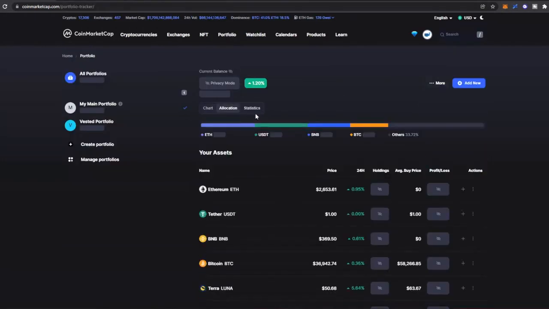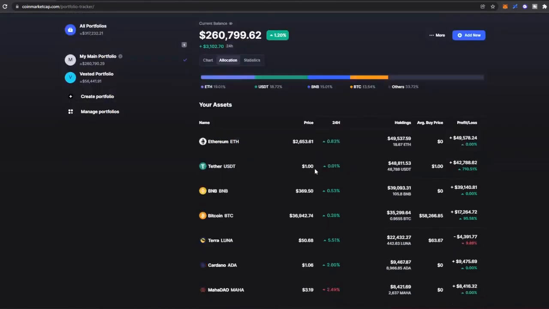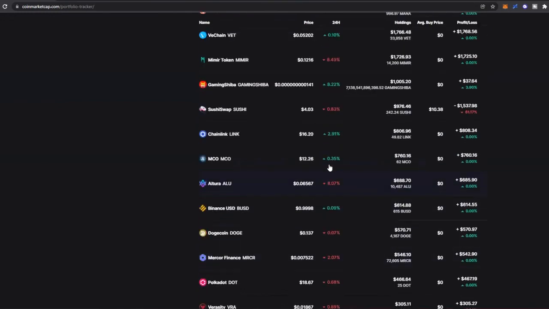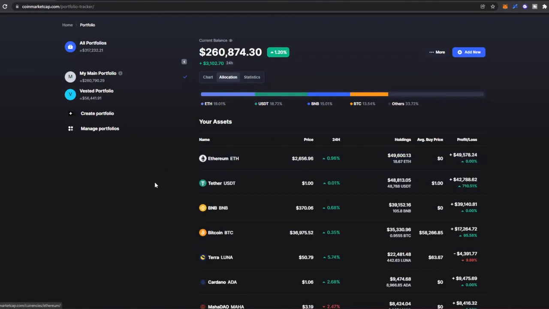All right, you can also hit allocation over here to figure out exactly how much you have in each thing. So it just gives you a quick snapshot of all of the largest holdings that you have, and you can just go through here and really just track all of the individual holdings that you have and see basically where you're at. This is going to allow you to not be confused.